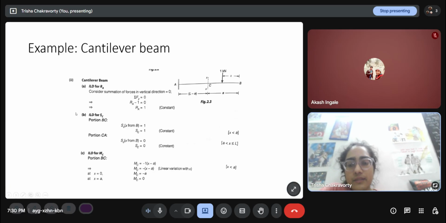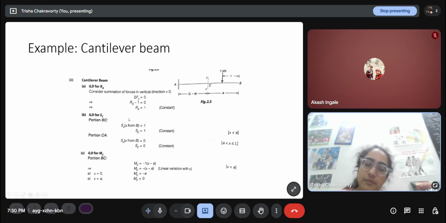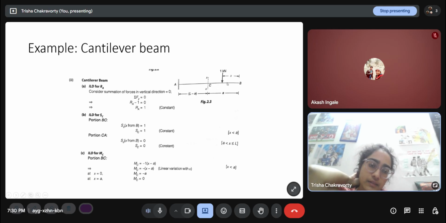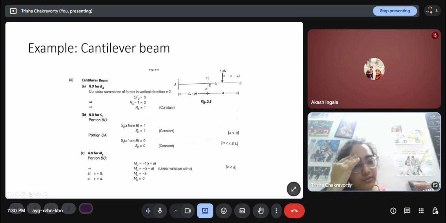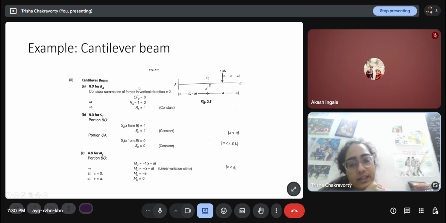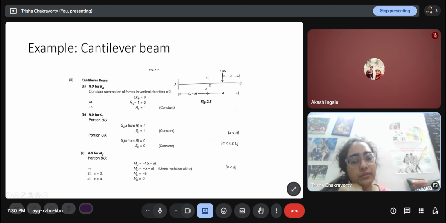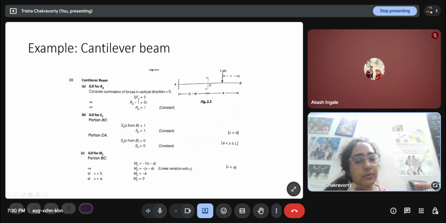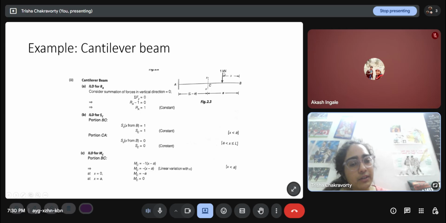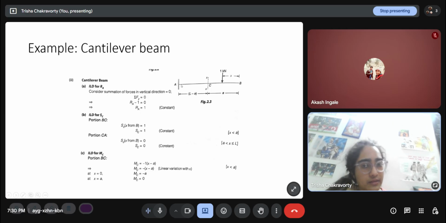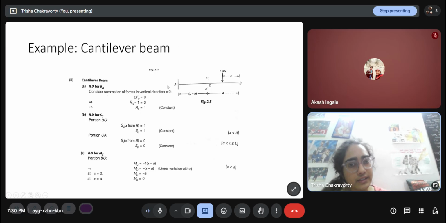So this is a cantilever beam example for ILD for RA. We take a unit load, and we take a section at distance X from B. You can also take it from A, you will end up with the same result. So for ILD for RA, we write down the vertical equilibrium equation, and we get RA is equal to 1, that is constant. Because wherever the load is, the vertical reaction at the fixed end will be 1.